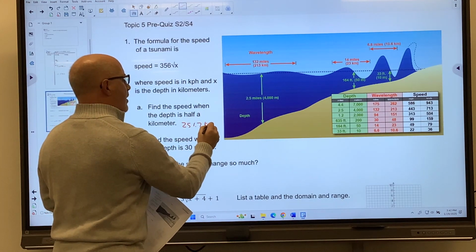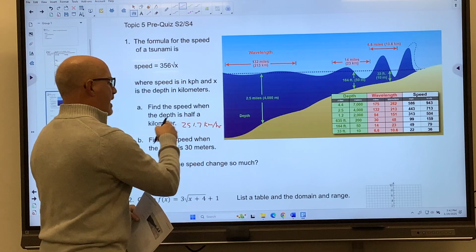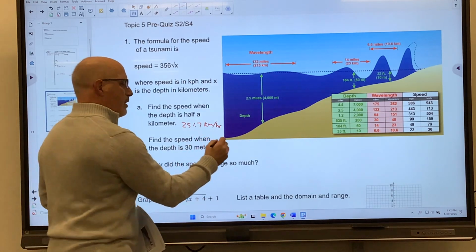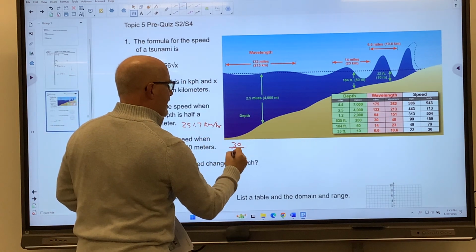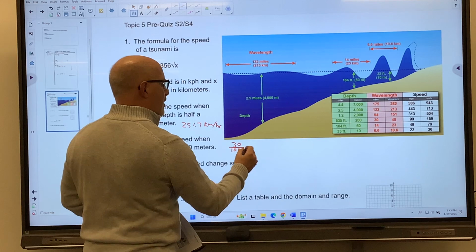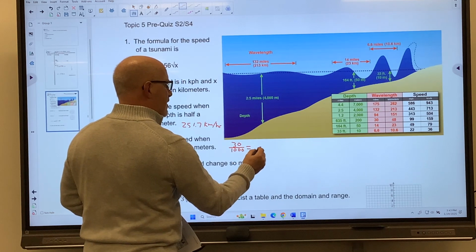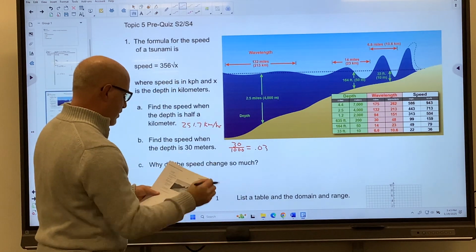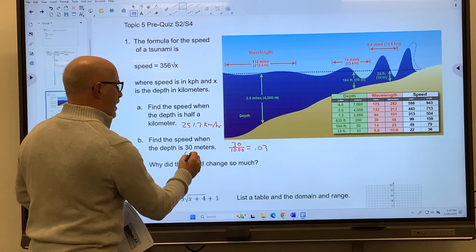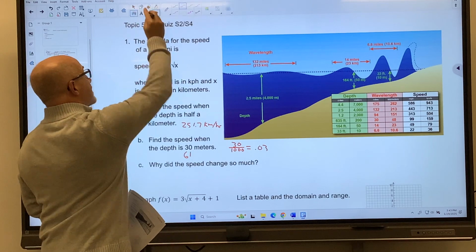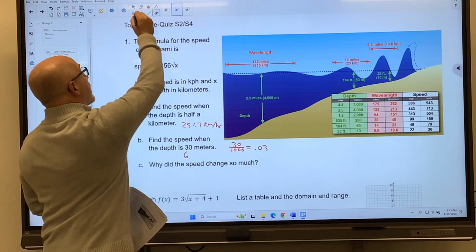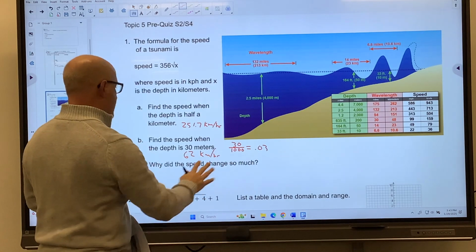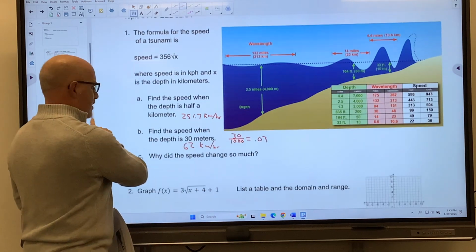251.7 kilometers per hour. Just a reminder, half a kilometer, just put in 0.5 for x and you could get your answer. This one, you've got to make sure you take 30 divided by 1,000 because there's 1,000 meters in a kilometer, and that's going to be your x, 0.03. That's what you put in for x there, and if you were to do that, you would get 61, rounded, you'll get 62 kilometers per hour. Okay, and then you can work through thinking through why the velocity changes.